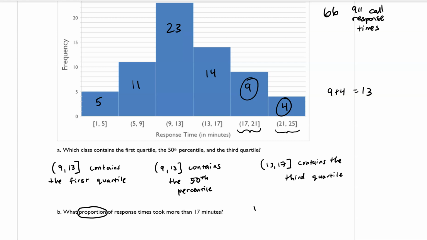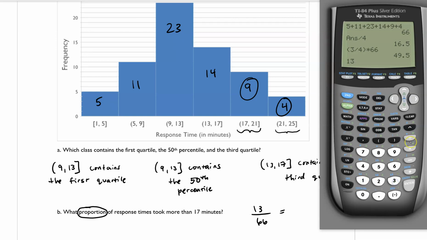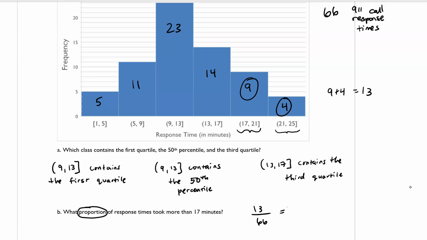So we want to take that 13 and divide it by the total, which was 66. And so 13 divided by 66 is about 19.7%. So about 19.7% of response times took more than 17 minutes.